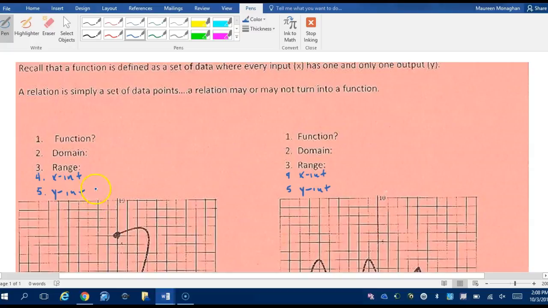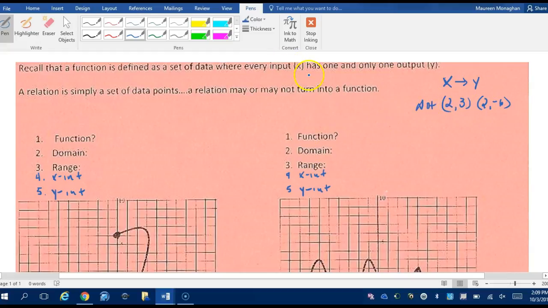The purpose of today's lesson is to have some more fun with functions. Okay, recall that a function is defined as a set of data where every input x has one and only one output y. So x can only be going with one y. So if I had (2, 3) and (2, -6), this would not be a function because 2 is going with 3 and 2 is going with -6.